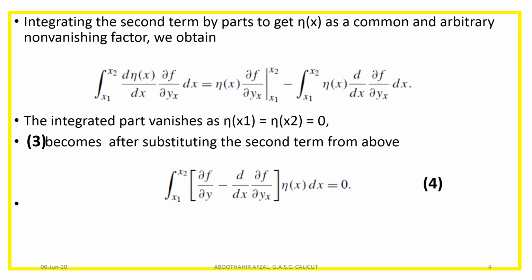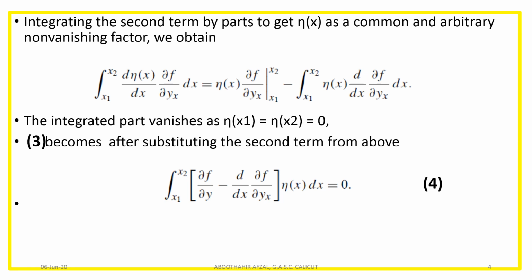But we know that x1 and x2 are the end points of the paths. So all the curves or all the paths will end at the two end points. Therefore there will be no deviation in the y value at the end points. Therefore at x1 and x2 η will be 0, because δy is 0 at x1 and x2. Therefore η of x1 and η of x2 will be 0.